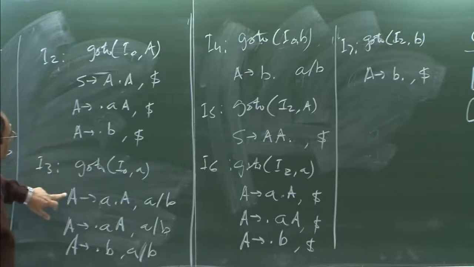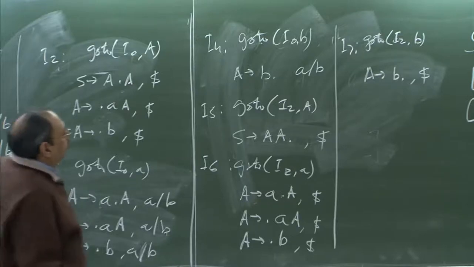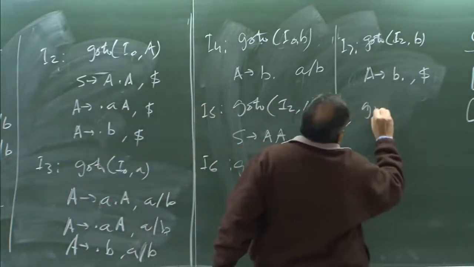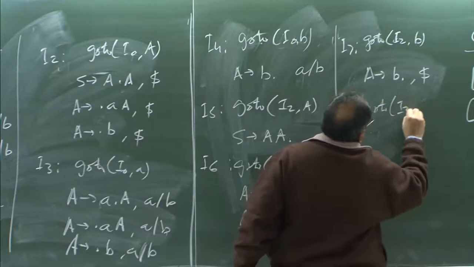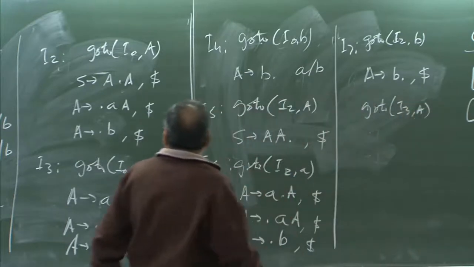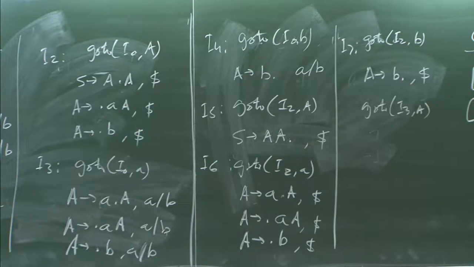Okay, now I come to I3, and in I3 I can do a transition on A. So if I now do go to of I3 on A, what does that give me? A goes to A A dot.